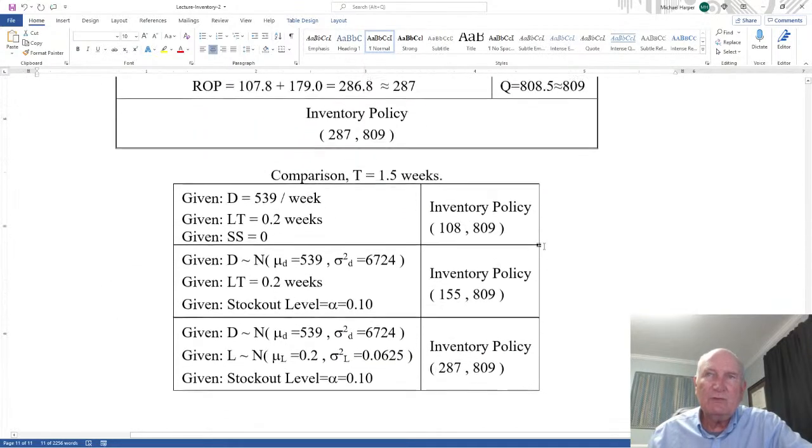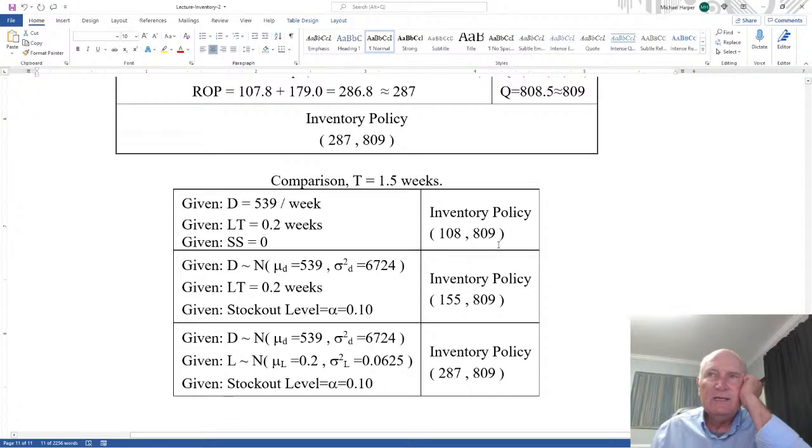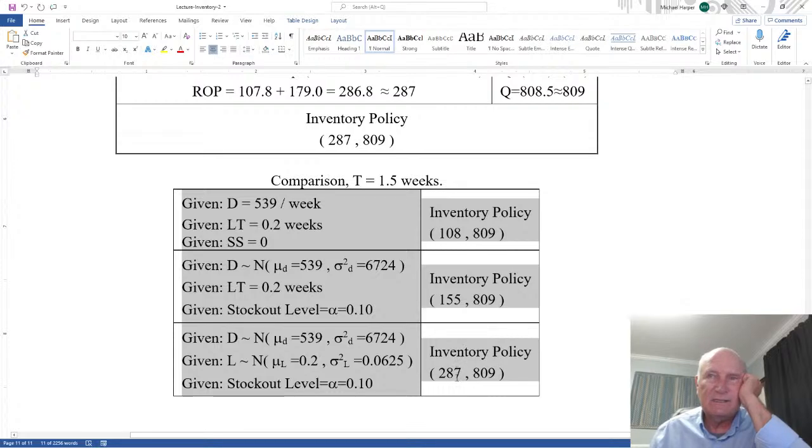But one thing I do want to say is, again, here you have deterministic demand. 108, 8, 09 is a policy. Here you have stochastic demand. 155, 8, 09 is a policy. The lot size does not increase. The ROP does. You order it sooner. You don't order more. The demand and lead time are stochastic. And what do you do? Do you order more? No, you order it sooner. The ROP increases, not the lot size.